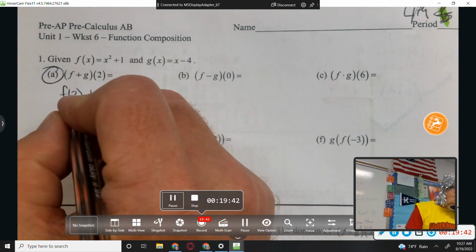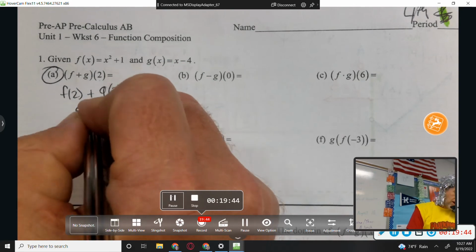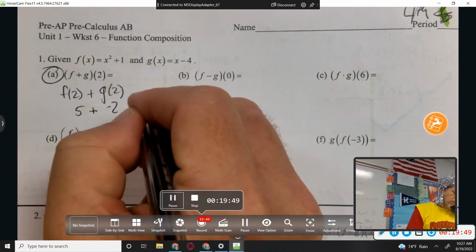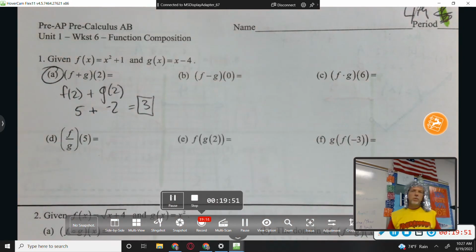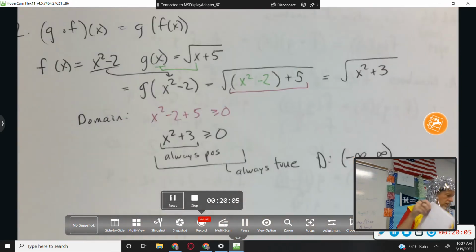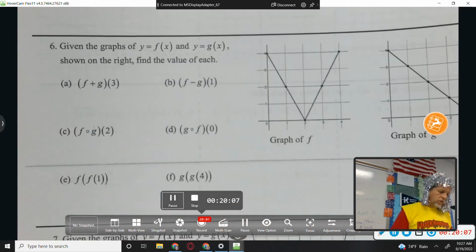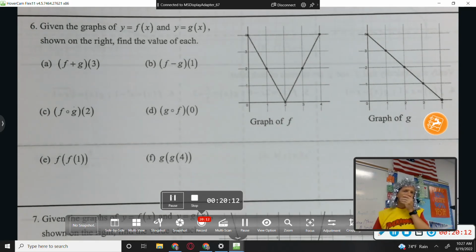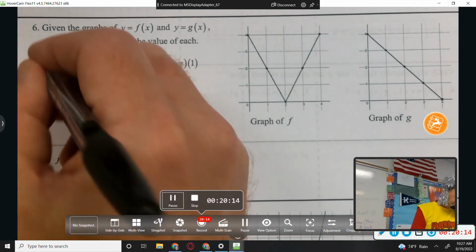So let's see, 2 squared plus 1 would be 5. 2 minus 4 is negative 2. So the answer is 3. Yet again, the computation isn't hard. It's more about the notation to know what it's asking you to do. All right, the rest pretty similar to what we've seen. I do want to fast forward to number 6. We'll do 6a and 6c.